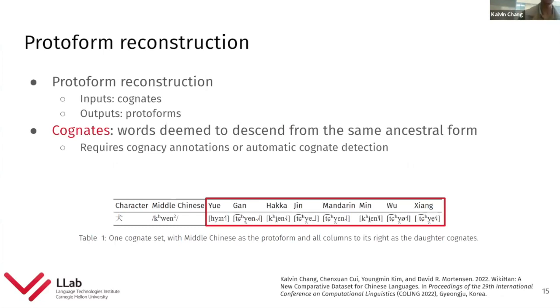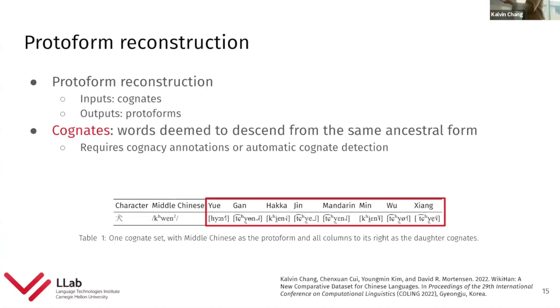So we can treat it as a mapping from cognate sets to protoforms. Cognates, again, are words deemed to descend from the same ancestral form. This requires cognacy annotations by a linguist, or we could perform automatic cognate detection, as has been done many times in the literature. Here's an example of a cognate set from the Chinese language family.